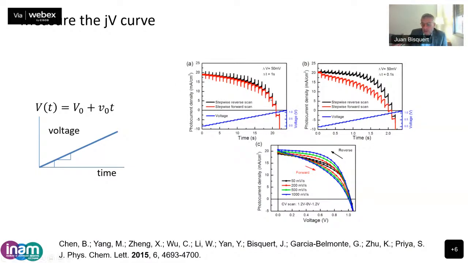So if you give enough time to each step, the system will arrive to its equilibrium state. But if you do it fast, it's not going to be possible for the system to relax to the final equilibrium state. So going forward will be different than going in reverse. Forward, reverse. And then we will have the hysteresis, which is related only to capacitive charging.